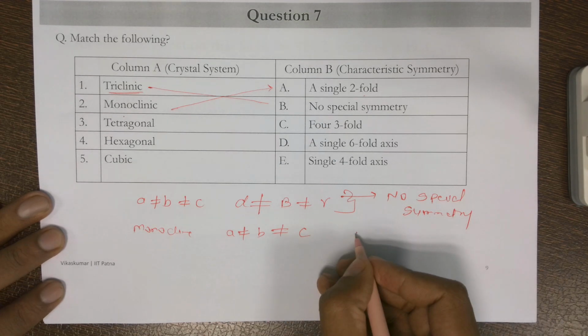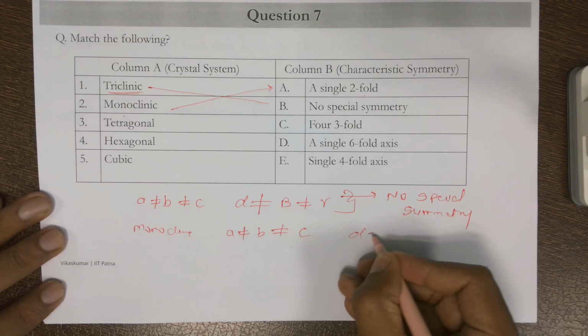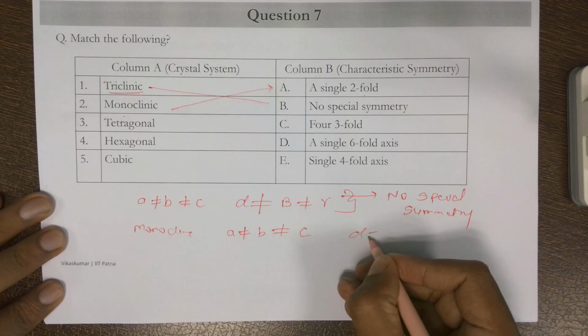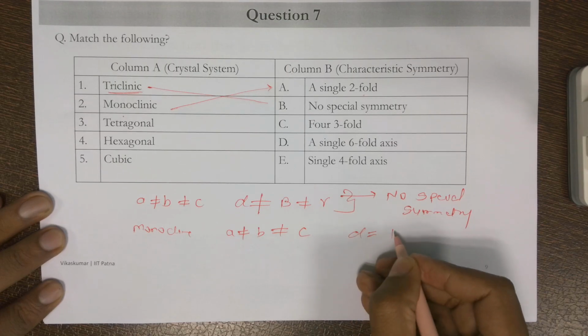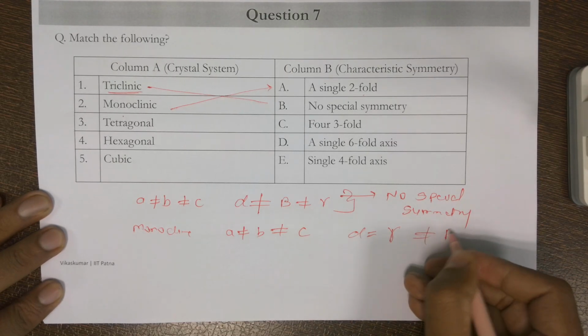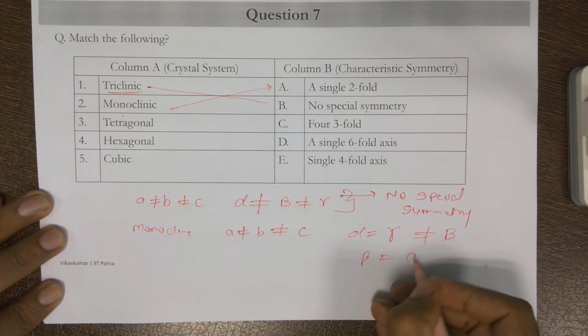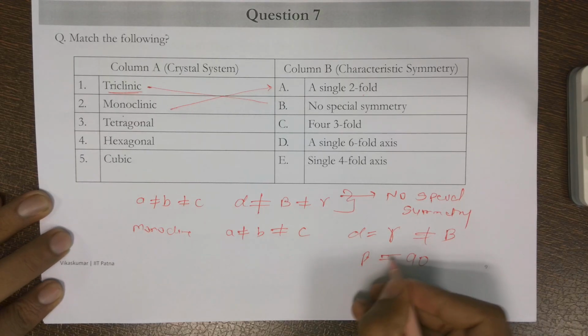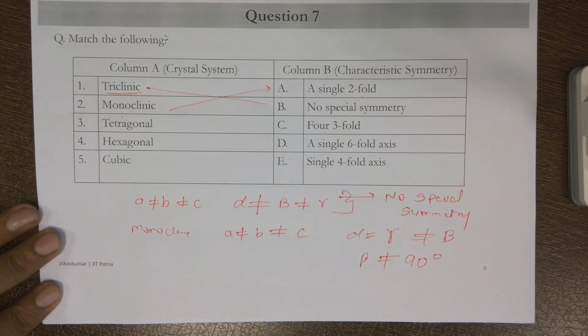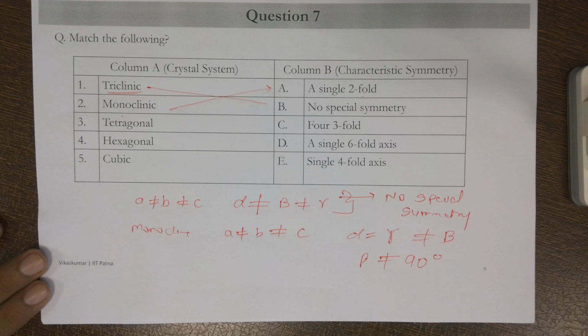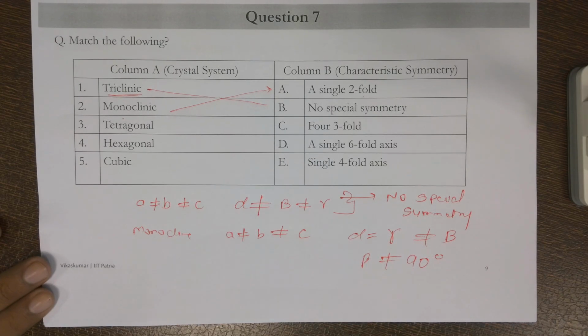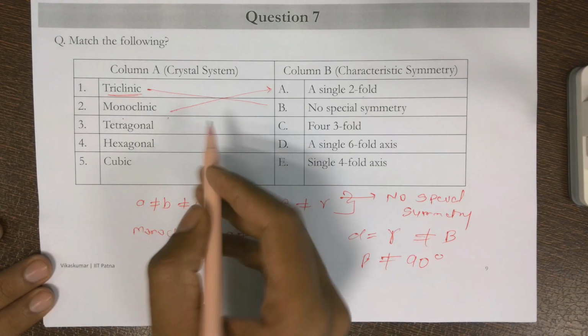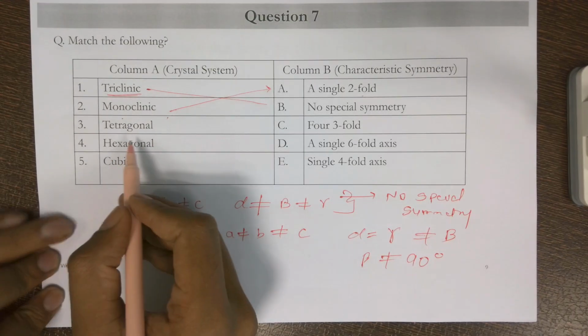And alpha is equal to gamma, which is not equal to beta, and beta is not equal to 90 degree. So now with that we have answered. Now what about the tetragonal?